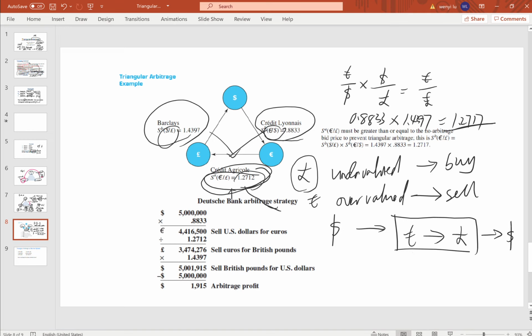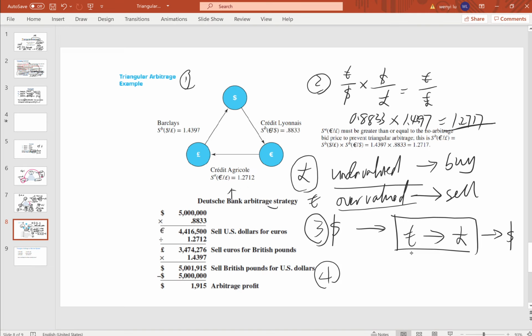So that's the process. The first step, we visualize the triangle. Second, we solve the cross rate, then do the comparison to determine which one's undervalued, which one's overvalued. Third step, we will form our process. The fourth step, we will base on the process to solve the arbitrage profit. So let's take a look at our process.